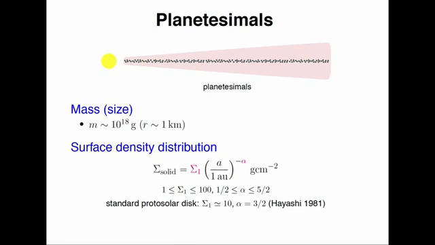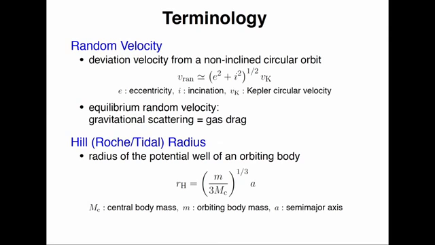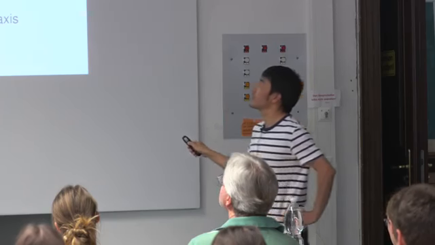Okay, so now we have planetesimals, and then next what happens? Before going into the planetesimal accretion, let me introduce some basic concepts important to planetesimal accretion. The first one is random velocity. This is the deviation velocity from a non-inclined circular orbit given by this equation. Here, e is the eccentricity, i is the inclination in radians, and Vk is the Keplerian circular velocity.